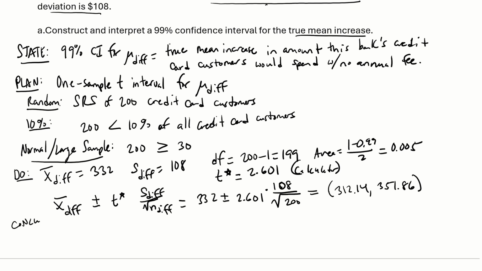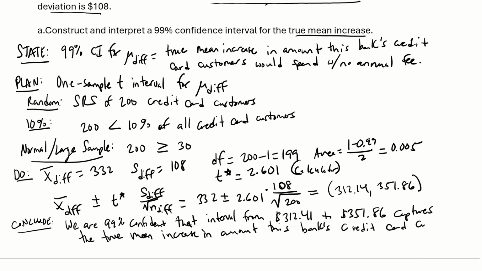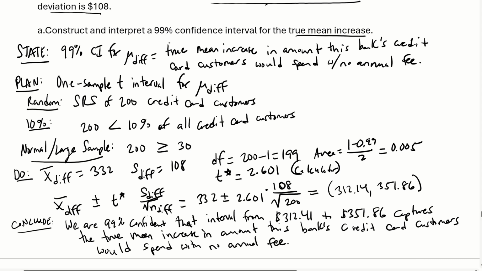So now we're going to conclude. We are 99% confident that the interval from $312.41 to $351.86 captures the true mean increase in the amount this bank's credit card customers would spend with no annual fee. All right, so there you go.